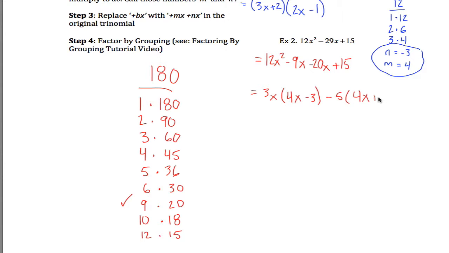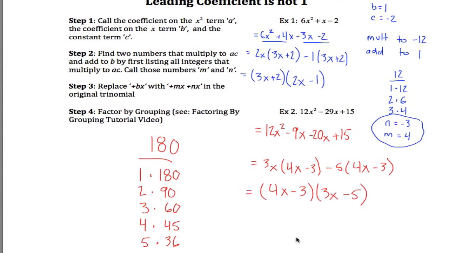Oops, 4x minus 3. And now what I have are two terms. They both have a 4x minus 3 in them. And if I factor out that 4x minus 3, I'd be left with 3x minus 5. So if I were trying to factor this, these would be the steps I'd show. And maybe I'd have this off to the side just to kind of show my work. And if you're not sure you did things right, you can multiply these back together and check your answer. I won't bother doing that. So I guess that's the end.